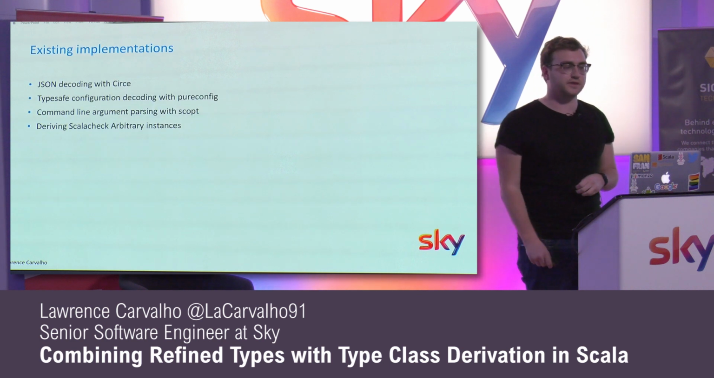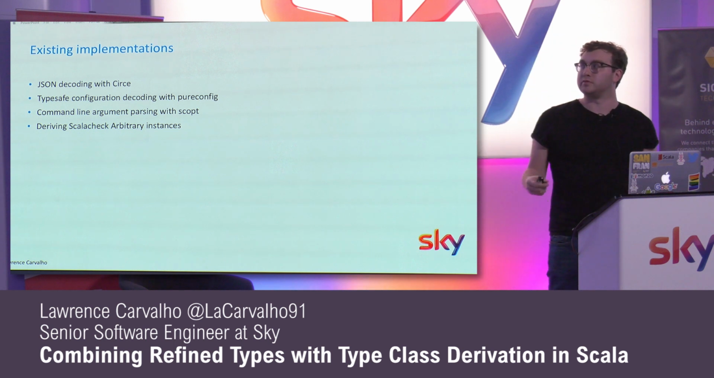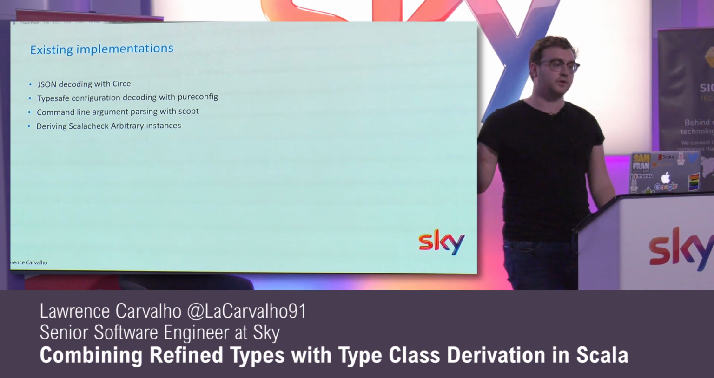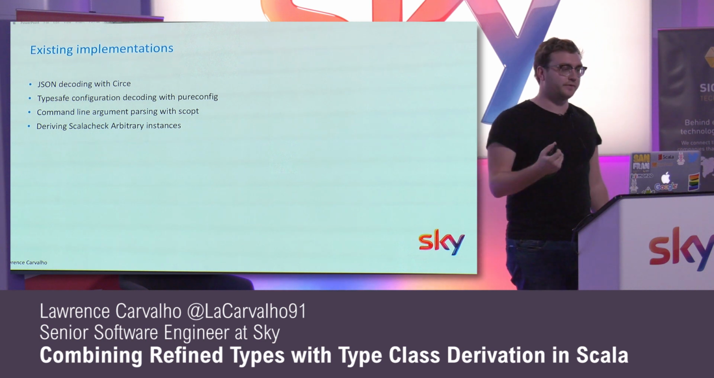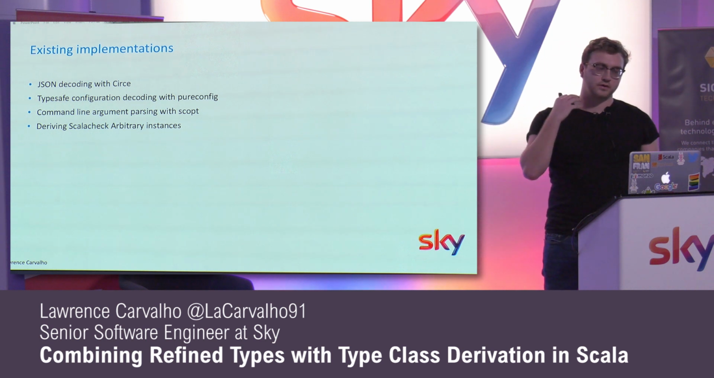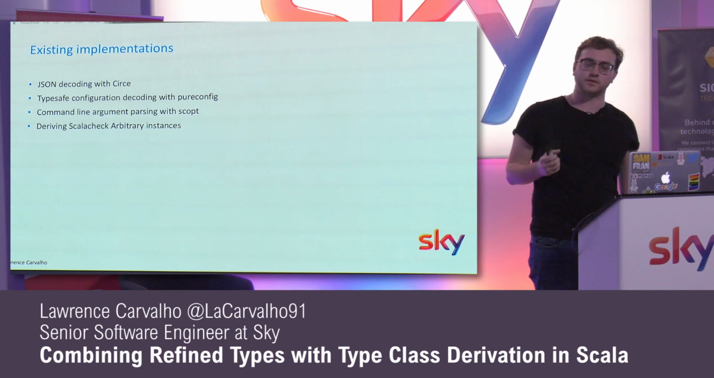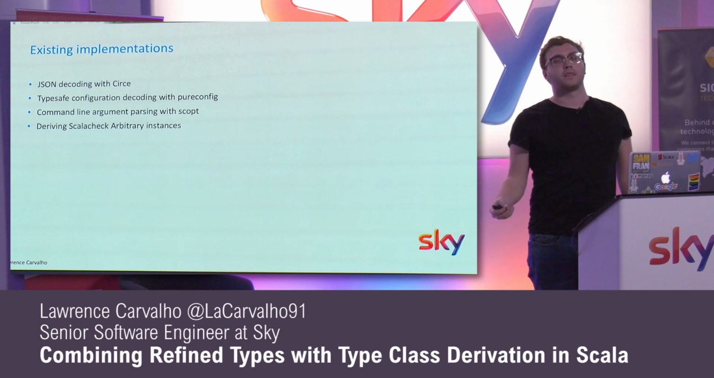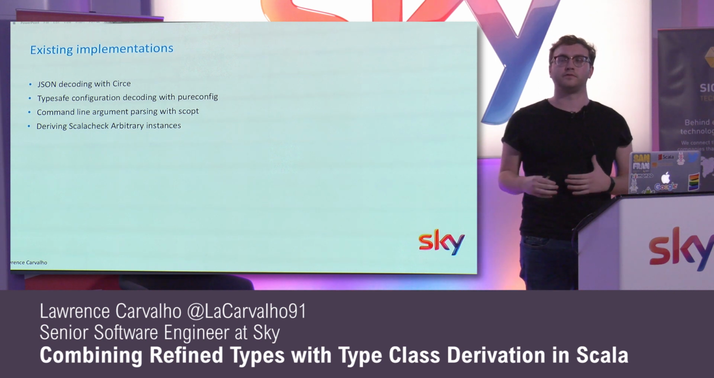Cool. So I'm going to go over some existing implementations: JSON decoding with Circe. You can probably tell that my code examples were inspired by that if you've used it. Type-safe configuration decoding with PureConfig, command line argument parsing with Scopt, and deriving ScalaCheck Arbitrary instances. All of these examples are libraries that support type class derivation, but also have refined integration.